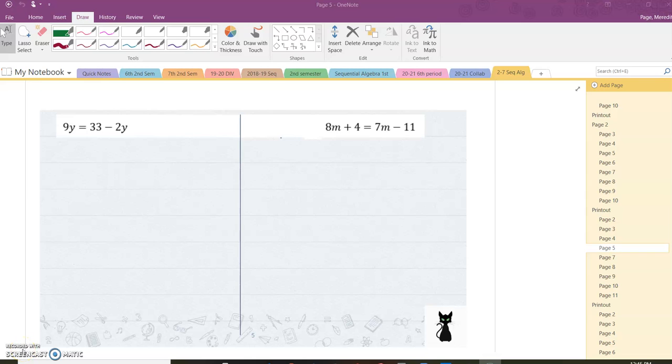Okay, hi. So we're starting 2.4 day one, and we're dealing with multi-step equations with variables on both sides. So I'm going to go ahead and show you guys 4 problems, and then you can work on the homework.